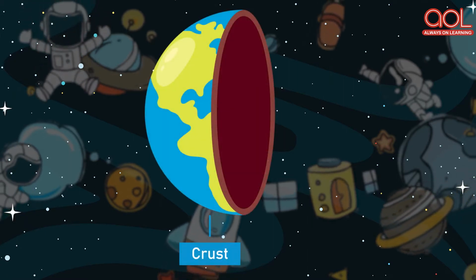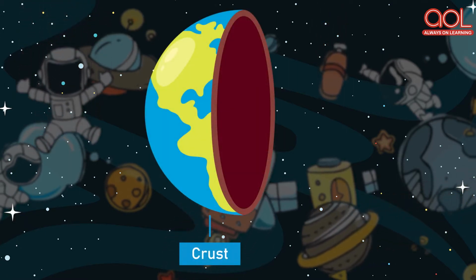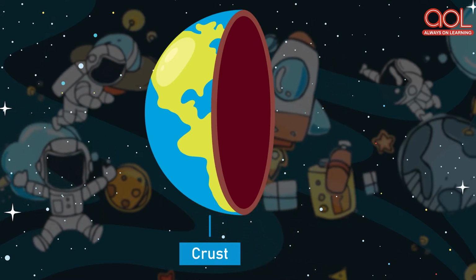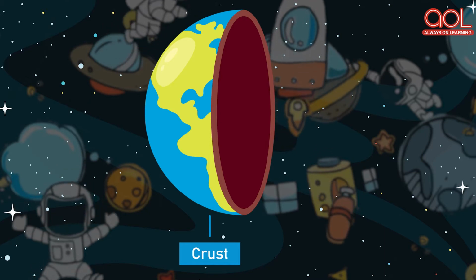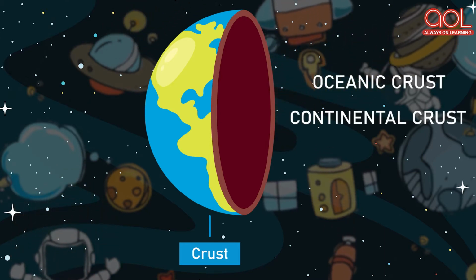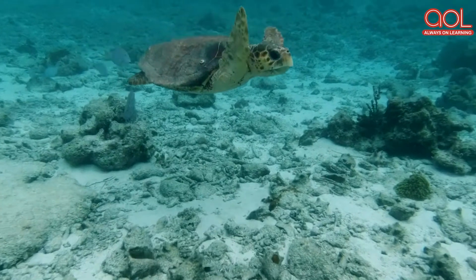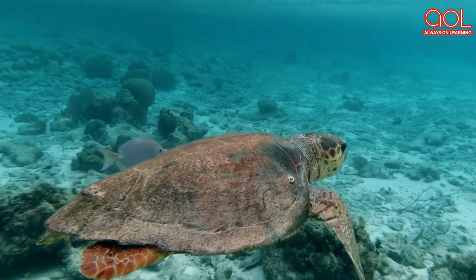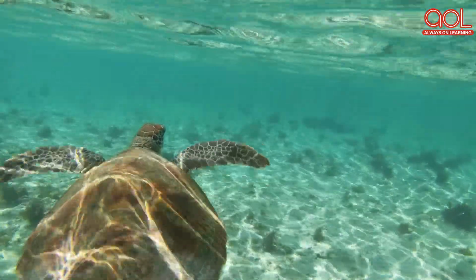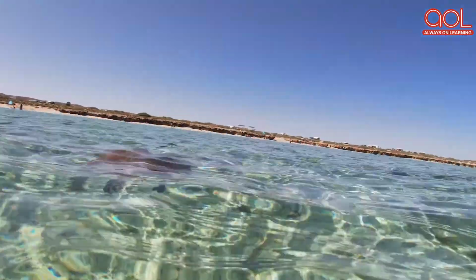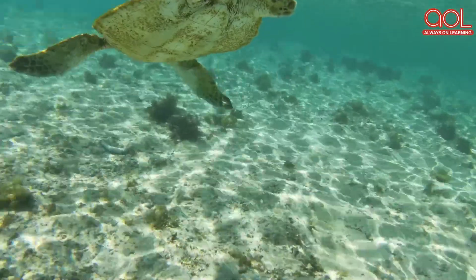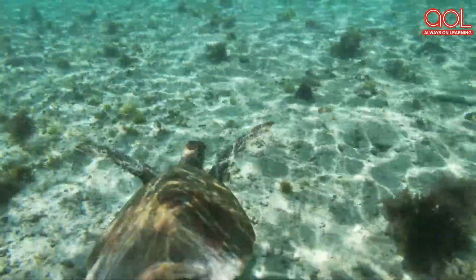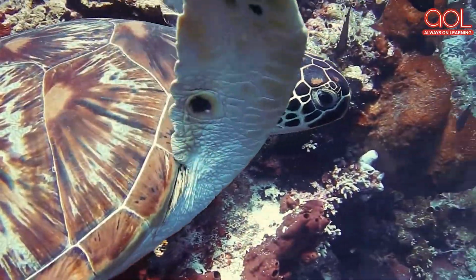Crust. The crust is the outer layer covering of the Earth on which we live with plants and animals. The crust is of two types, oceanic crust and continental crust. The ocean bed is approximately 3 to 5 miles or 5 to 8 kilometers deep, mainly composed of basalt rock, and it is about 25 miles or 40 kilometers thick on land, mostly made from granite rock.